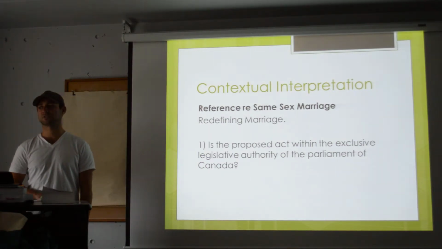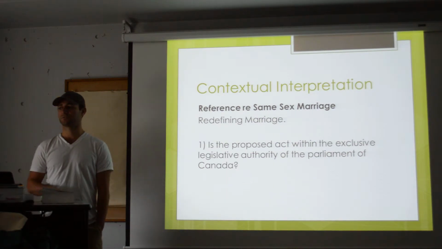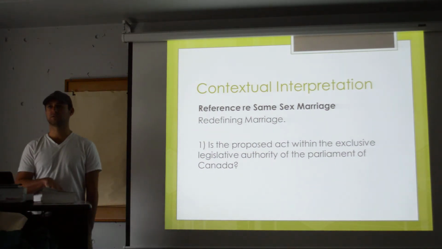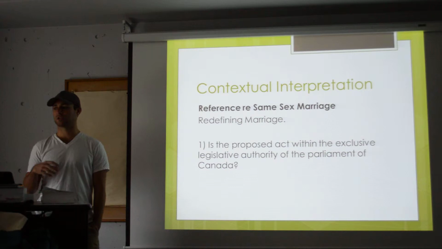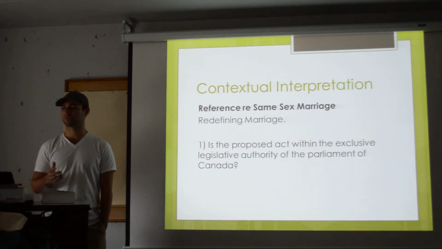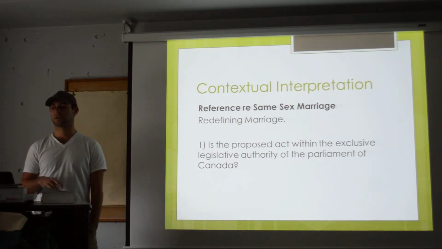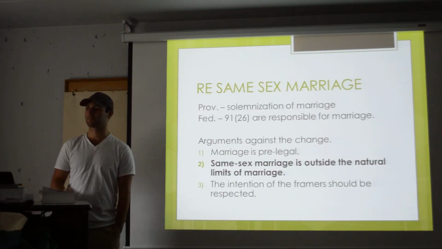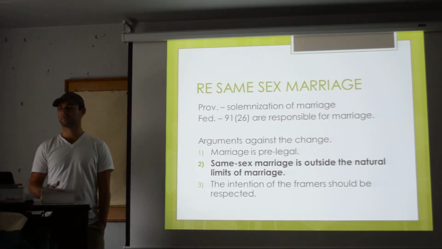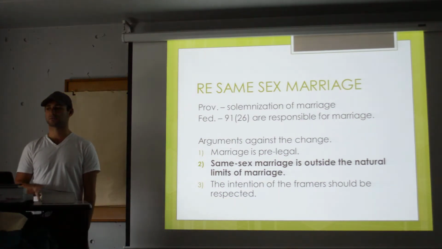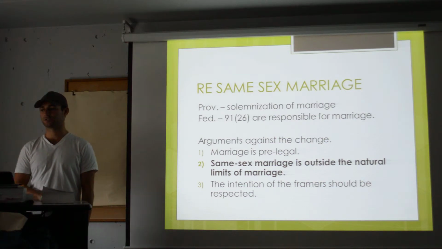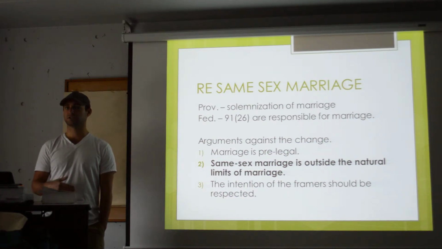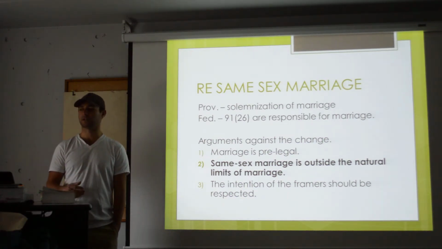So R versus Blay is one example of contextual interpretation. We're looking at the next one, the redefining of marriage. Parliament sent to the Supreme Court the question of, is the proposed act within the exclusive legislative authority of the Parliament of Canada? And the proposed act was to change the definition of marriage to same-sex marriage. Now, according to the Constitution, the feds are responsible for marriage, but the provinces are responsible for the solemnization of marriage. So there is a difference here, but the court did decide that changing the definition of marriage is absolutely within the head and power of the federal government.